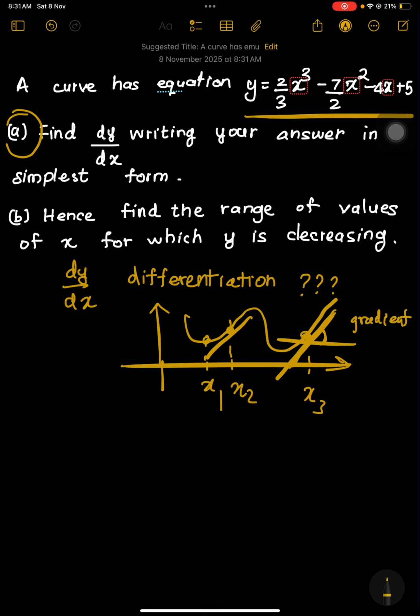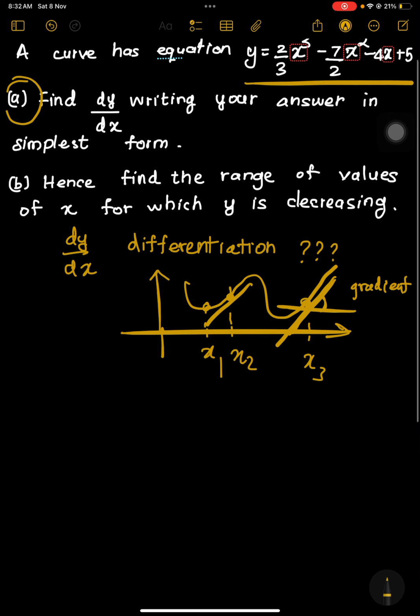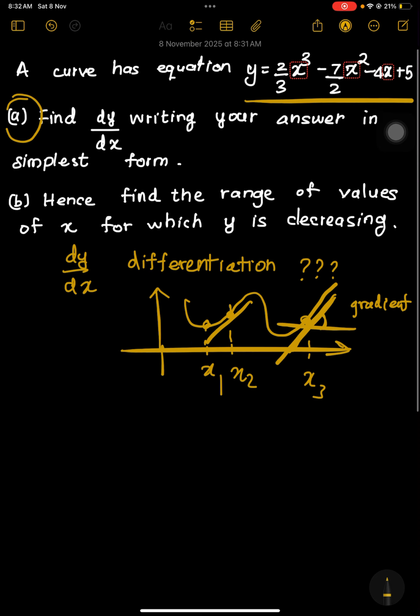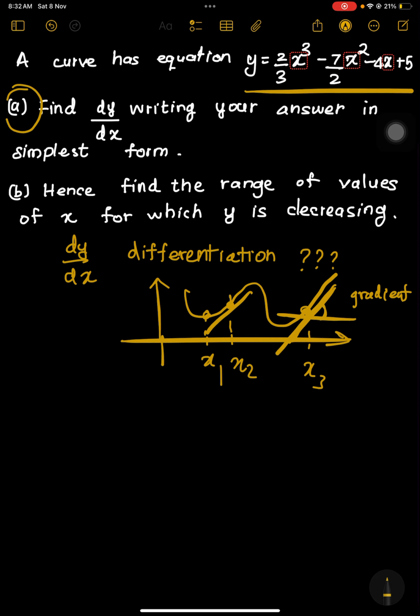So differentiation is simply dy over dx, that is gradient. You're finding the gradient at a specific point. When x1 is given, x2 is given, at any point you're finding the gradient. That is simply what differentiation means. I am not going deep into the theory right now. I just give you a little bit of a clear idea about what differentiation means, then it will be easy for you to answer the question.